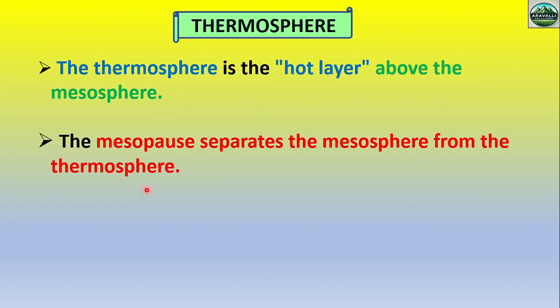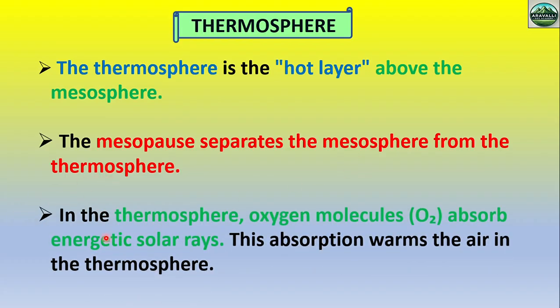We already know the tropopause separates the troposphere from the stratosphere, and the stratopause separates the stratosphere from the mesosphere. And this mesopause separates the mesosphere from the thermosphere. In the thermosphere, oxygen molecules absorb energetic solar rays. The absorption warms the air in the thermosphere. So due to this absorption, temperature is higher in the thermosphere.